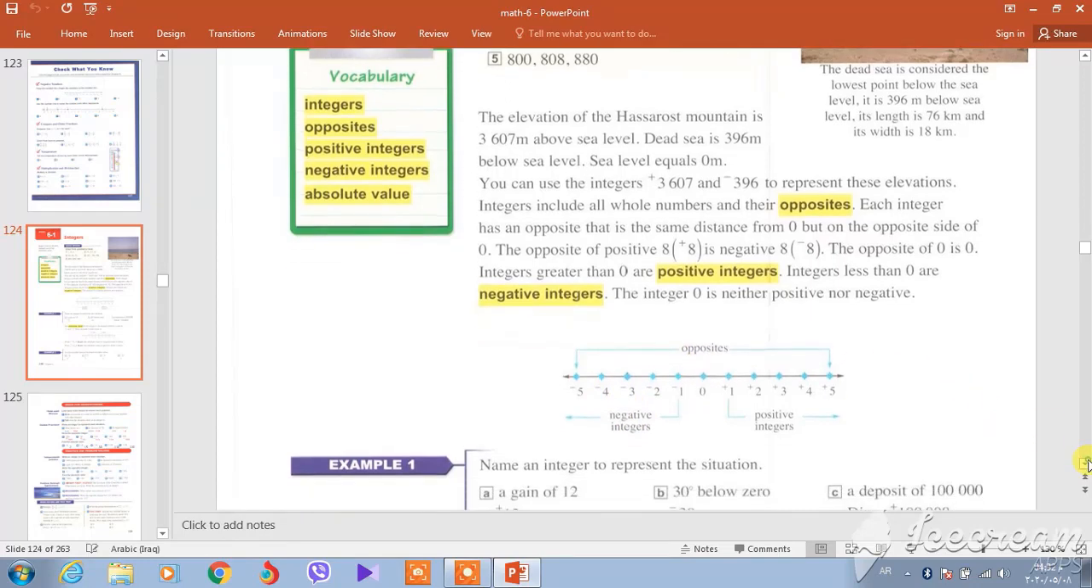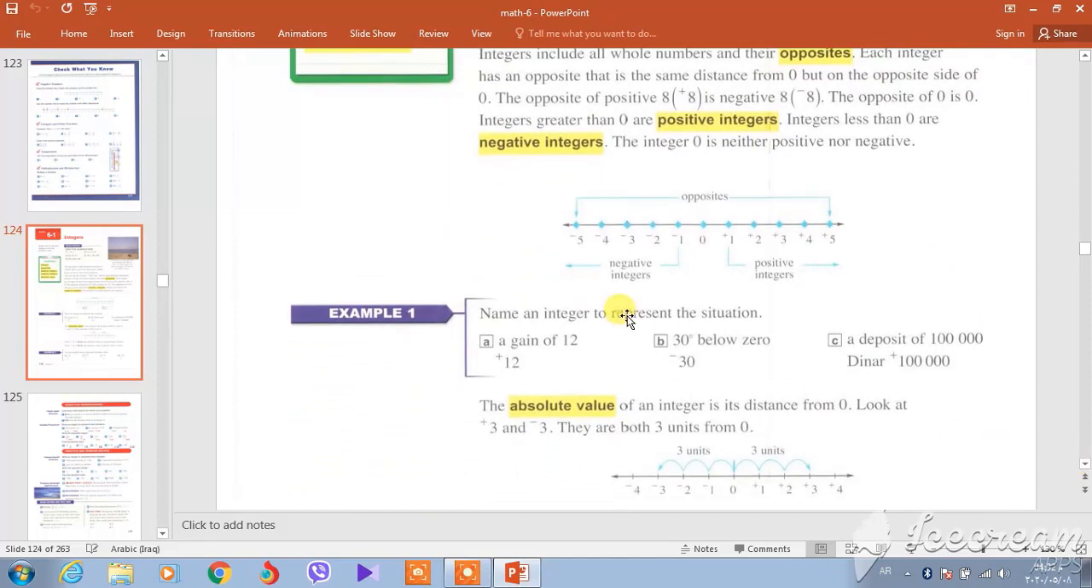For example, name an integer to represent the situation: a gain of 12. What does that mean? It means positive 12. In another example, 30 degrees below 0 means negative 30. And in example C, a deposit of 100,000 dinar means positive 100,000. And what about absolute value?